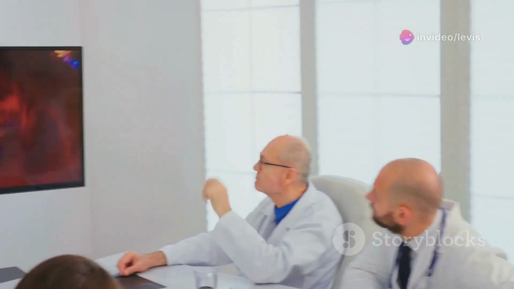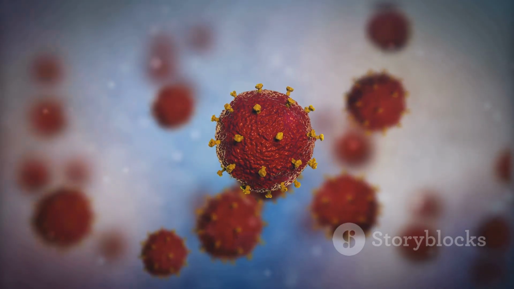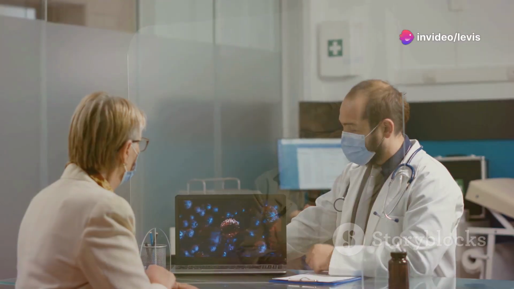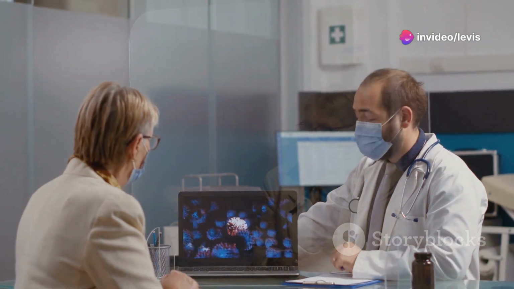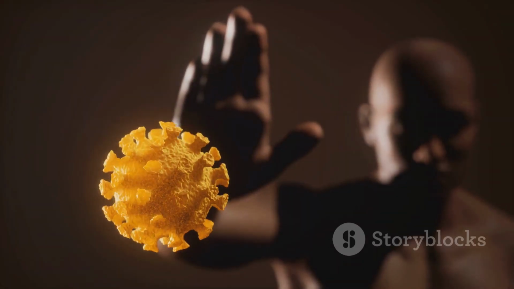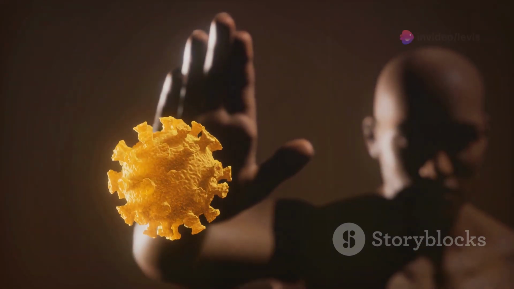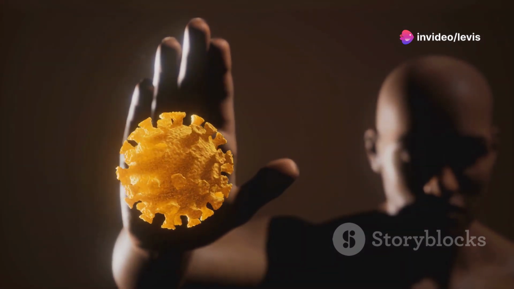CCR5 antagonists, on the other hand, target a different entry point. HIV uses a co-receptor on the surface of our immune cells called CCR5 to gain entry. CCR5 antagonists act like decoys, binding to this co-receptor and blocking HIV from using it as an entry point. By blocking these different entry points, entry inhibitors effectively prevent HIV from gaining access to the host cells, halting the infection process in its tracks.